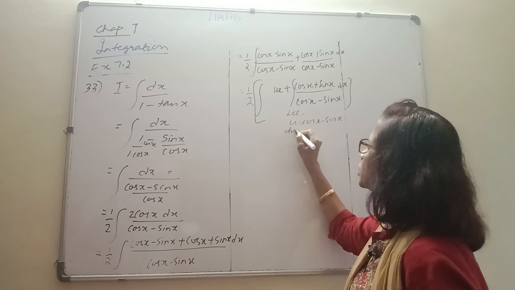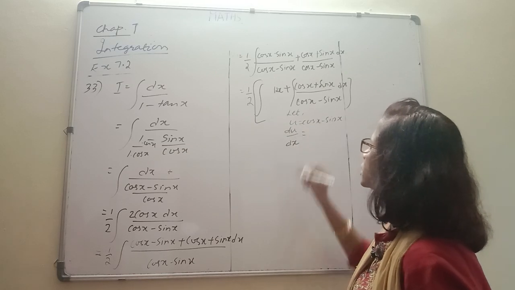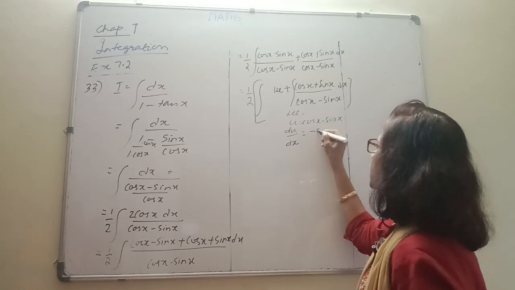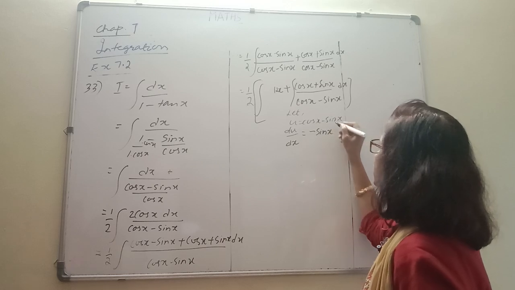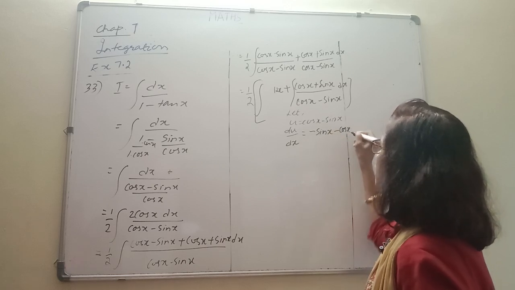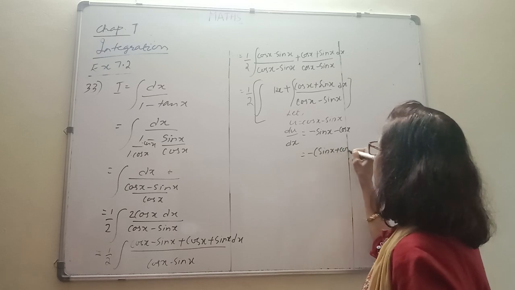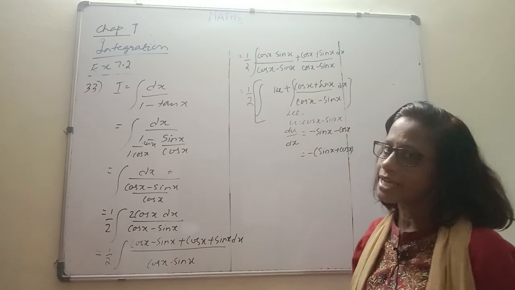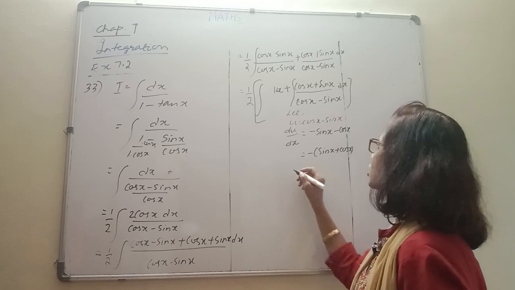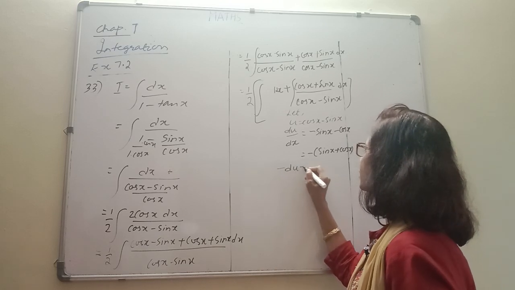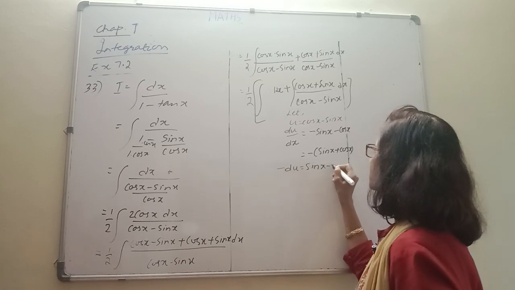So what is our derivative? du over dx. For cos x the derivative is minus sin x, and for sin x the derivative is cos x. So it's like writing minus of sin x plus cos x when you take the minus common, since we require the sin x plus cos x over there dx. So let's push the negative sign here and call this sin x plus cos x dx.